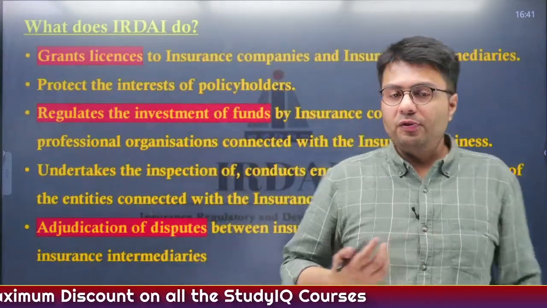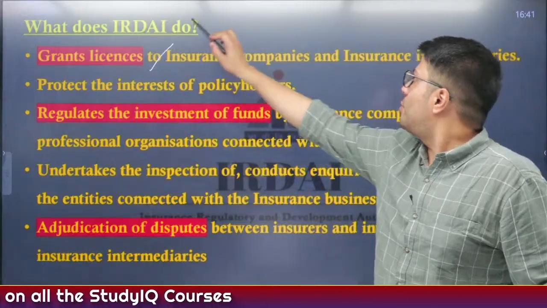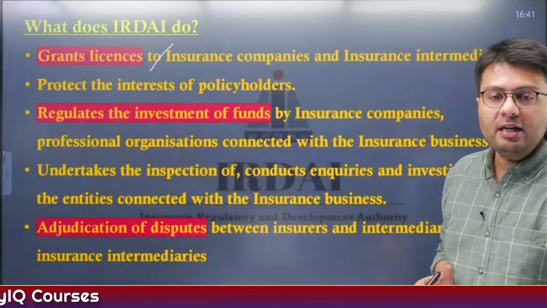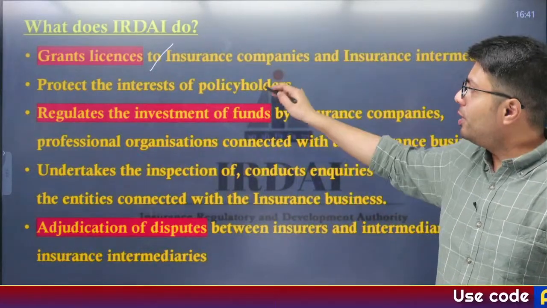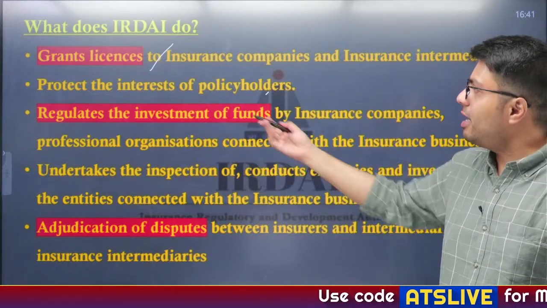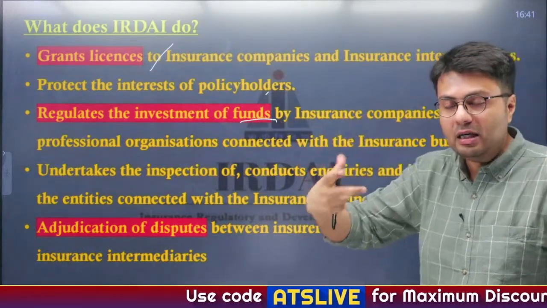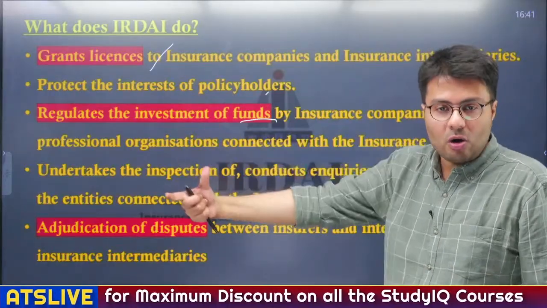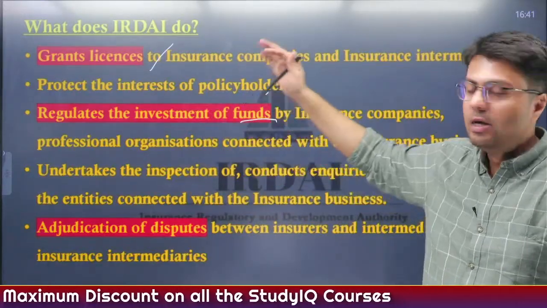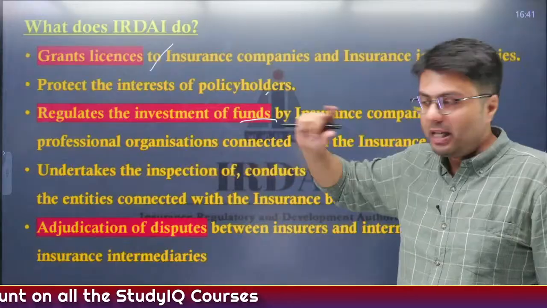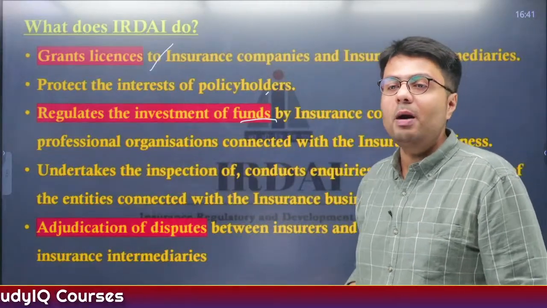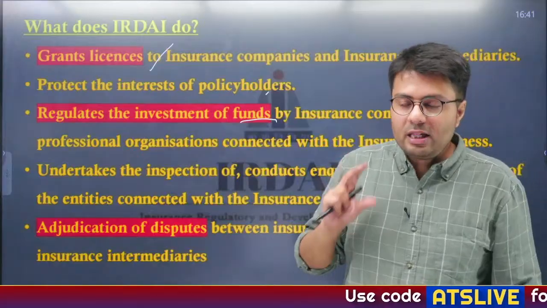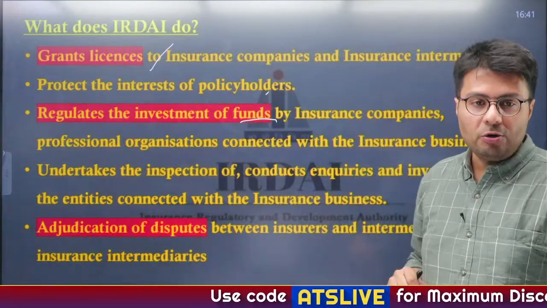Now what does IRDAI do? First, it gives licenses to insurance companies and insurance intermediaries to start their business. It protects the interest of policyholders. It regulates the investment of funds, that is, how the funds that insurance companies collect can be invested in other organizations, like the share market or government. So it regulates the investment, because not all money can be invested in the stock market. What if the stock market falls tomorrow? Obviously the money will be lost. So in that regard, it sets certain criteria on how to invest.